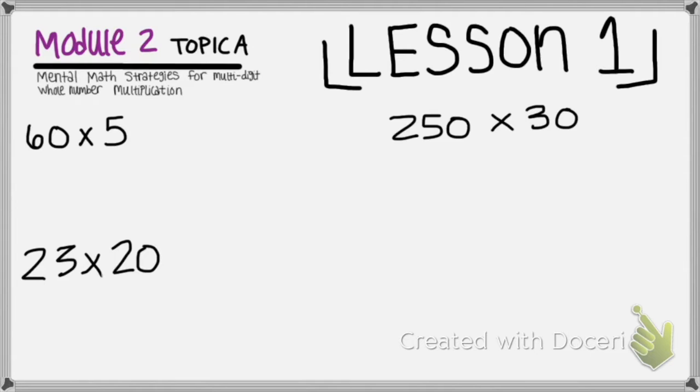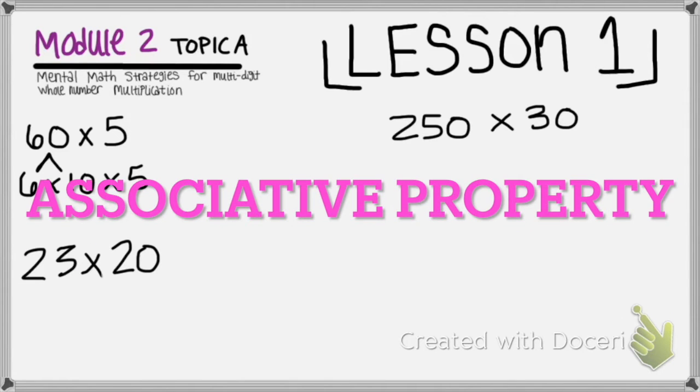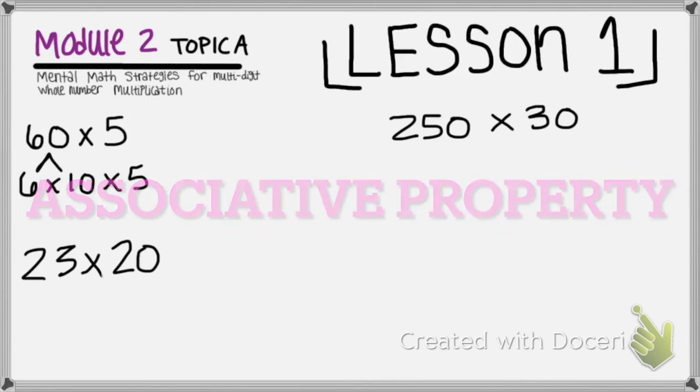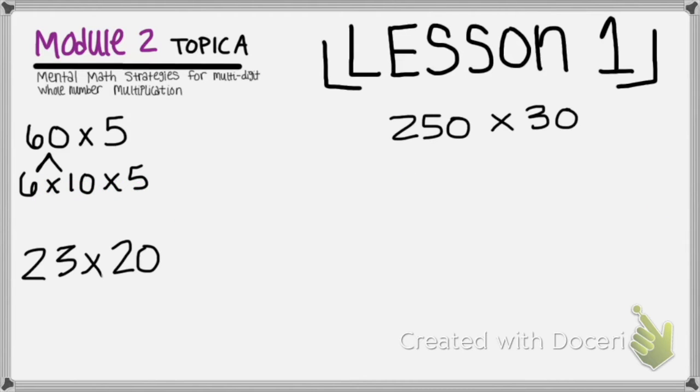Let's look at 60 times 5. 60 can be decomposed, or broken down, into 6 times 10. When we do that, we have 6 times 10 times 5. Whenever we are just multiplying a series of numbers, it doesn't matter what order we multiply, we are going to get the same answer. And that is what the associative property says. So we can rearrange these to make this problem easier.